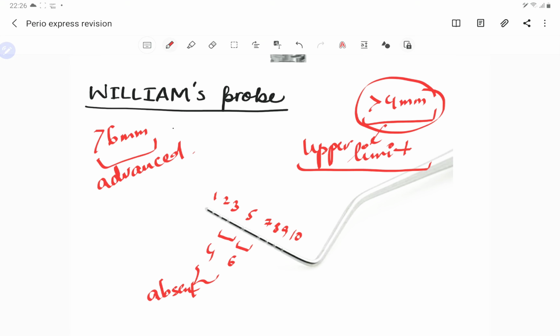So this is the Williams probe which we use most frequently. When the periodontal probe is placed within the gingival sulcus, there are no areas of marking, so it helps us get the abnormal pocket depth, if there is any. So this can be a reason we can give for the missing 4th and 6th markings.